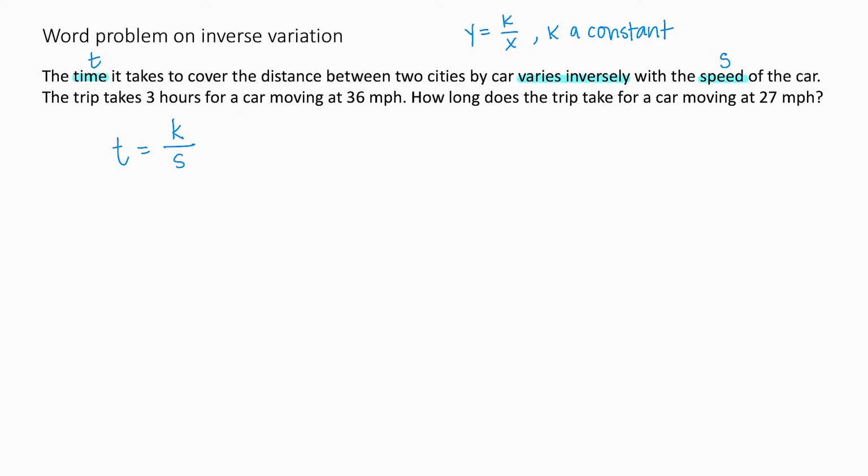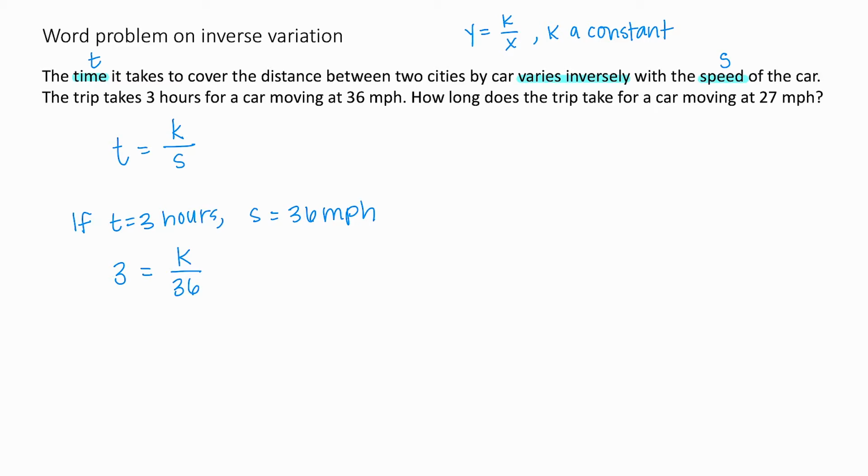Okay. Now we'll use that next sentence. The trip takes 3 hours for a car moving at 36 miles per hour. We'll use that to figure out what our constant value k should be. So we're told if time equals 3 hours, speed is 36 miles per hour. So plugging that in for time and speed in our equation, time is 3. Our k is what we're looking for, so we don't plug anything in there. And our speed is 36.